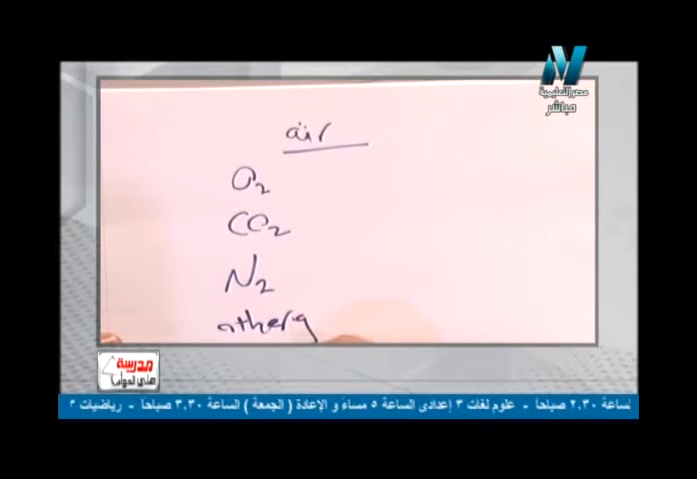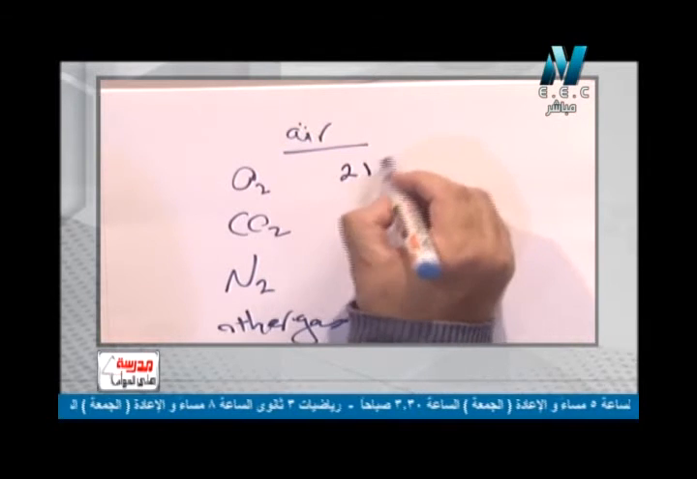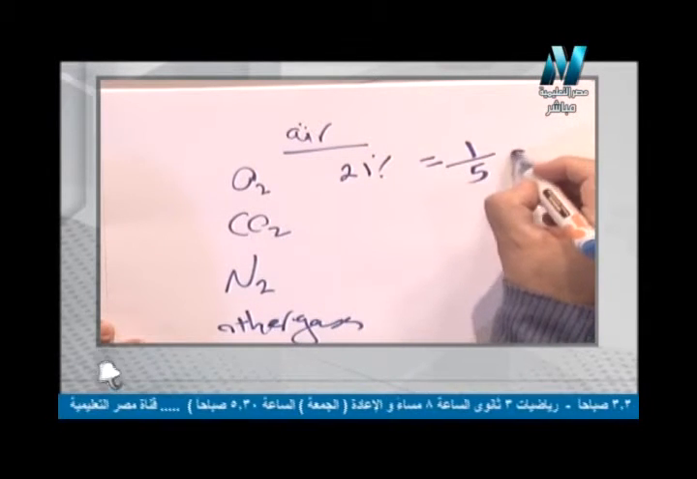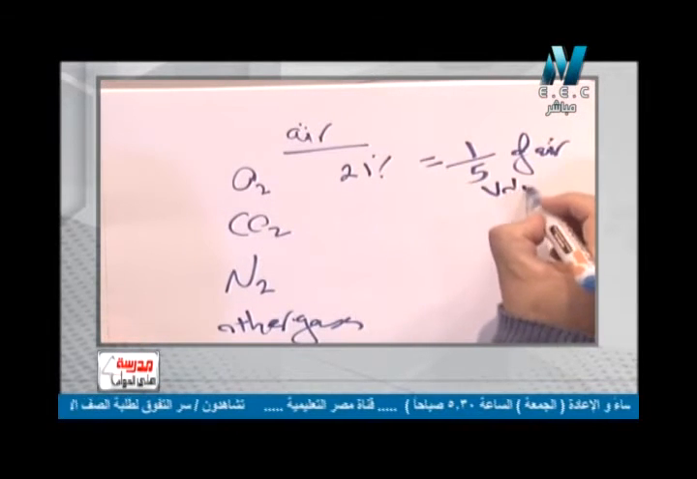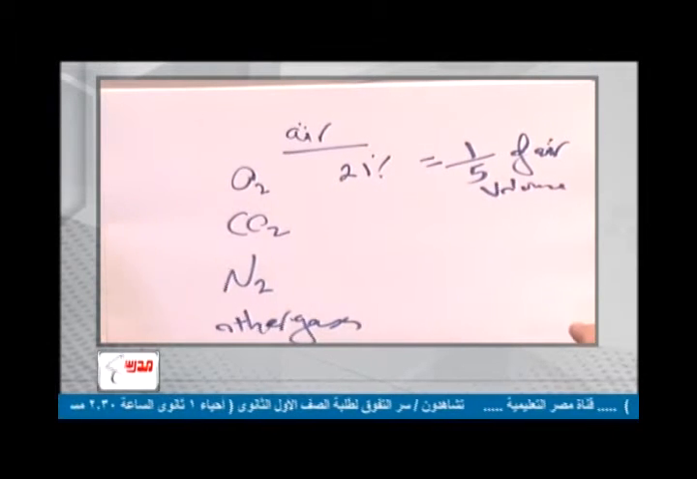Okay? So what about the percentage of oxygen gas? It will be 21%, or it will equal 1/5 of air volume. And we have made a very important experiment to show that oxygen occupies about 1/5 of the air volume.